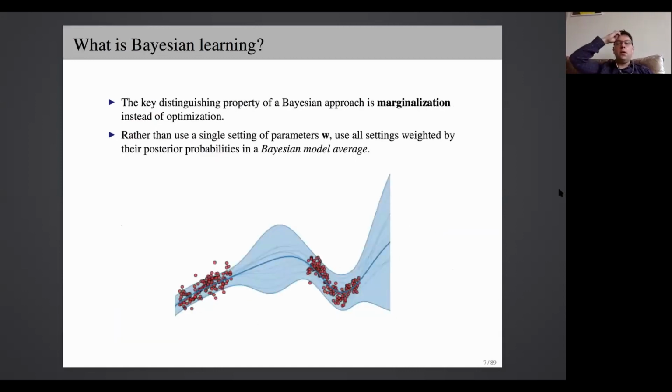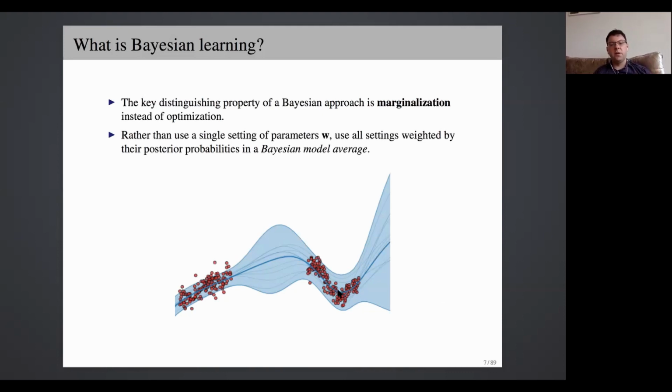So in this tutorial, we'll be thinking largely from a Bayesian perspective. Even if not everything we're doing is explicitly Bayesian, it'll be motivated by this perspective. And I would argue that the key distinguishing property of a Bayesian approach is what's called marginalization instead of optimization. So that is, consider all possible settings of parameters rather than just bet everything on a single setting of parameters, which is what we do typically when we're performing optimization.